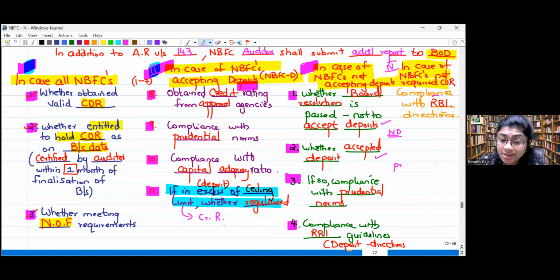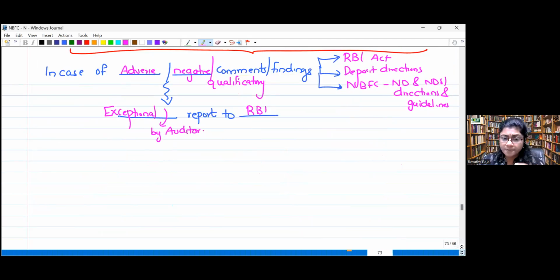Now, you will send a report to RBI in case of qualified, negative, adverse. You will send an exceptional report to RBI when RBI direction, deposit direction, NDSI direction guidelines are violated. If not, no need to send an exceptional report.